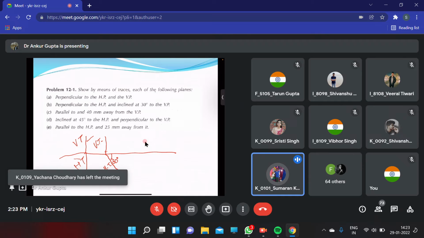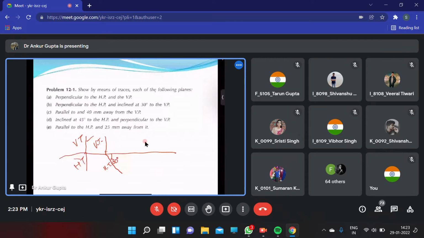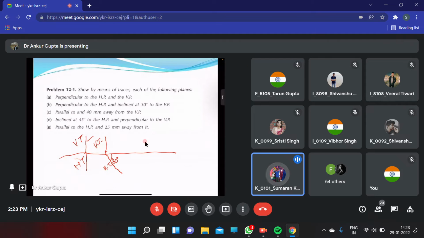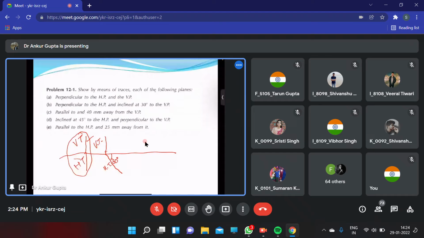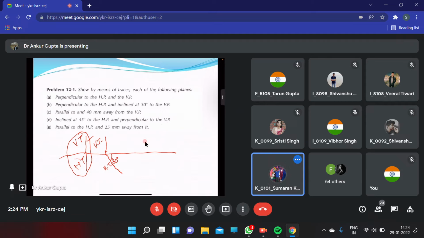Sir, inclined plane is always exist in profile plane. No, it's not necessary. What is the definition of a profile plane? It lies in between the middle point of the XY plane, like that. What about this case? Is this a profile plane? No, this is not a profile plane.